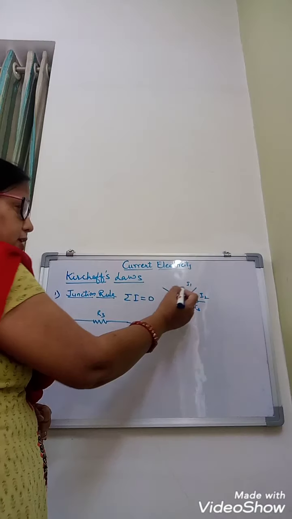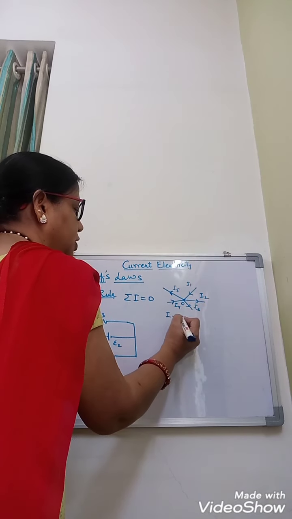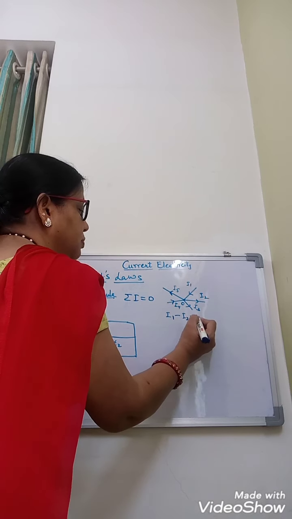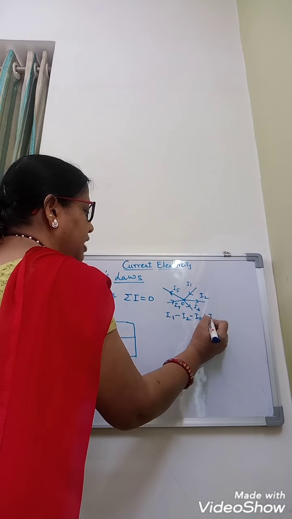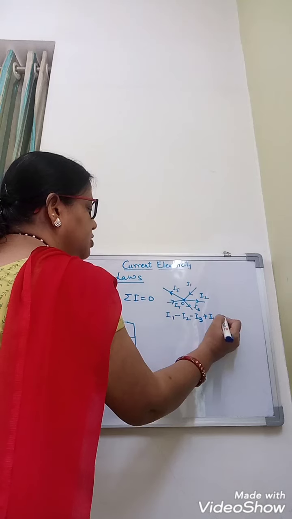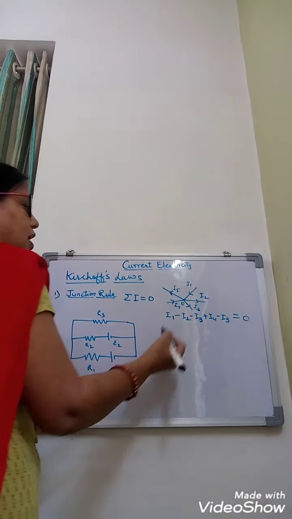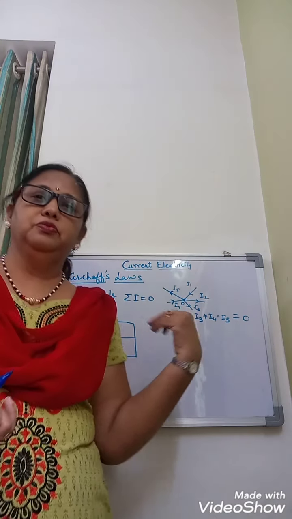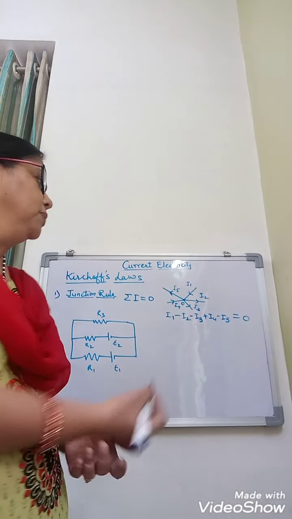So here let us write down: I1 is incoming, so it becomes I1. I2 is outgoing, so minus I2. I3 is also outgoing, so minus I3. I4 is incoming, so plus I4. I5 is outgoing, so minus I5 is equal to 0. So this is our first equation, the equation using Kirchhoff's first law.